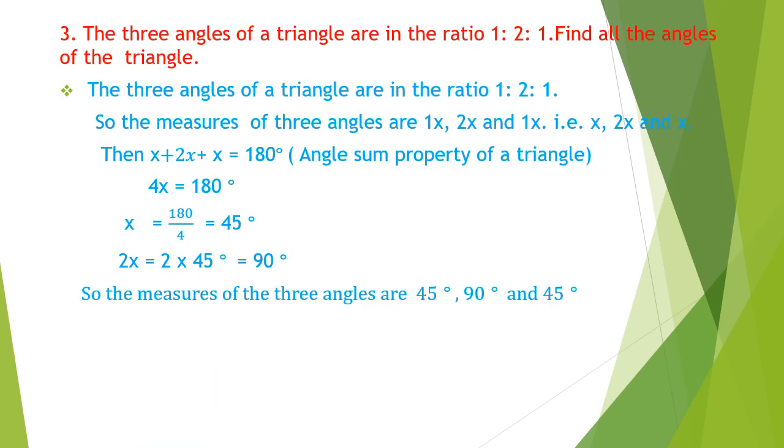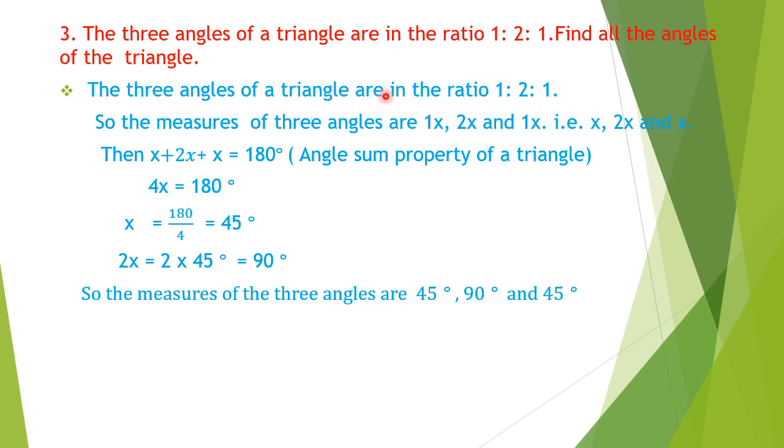Question number 3. The three angles of a triangle are in the ratio 1:2:1. Find all the angles of the triangle. Children, it is given in the question. The three angles of a triangle are in the ratio 1:2:1. So, we are writing the same sentence as the first step in the solution.